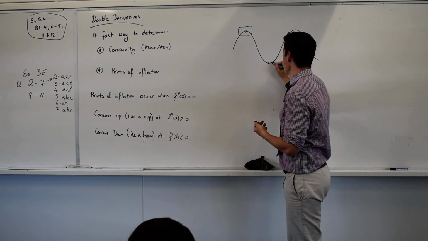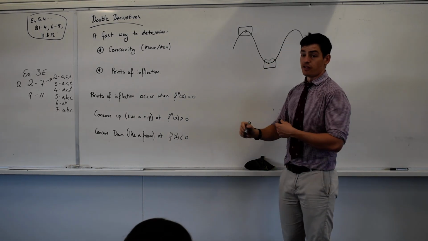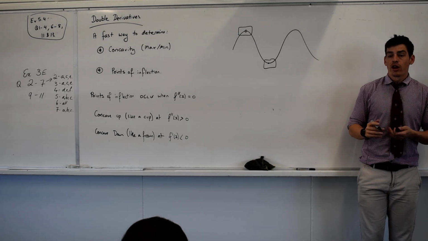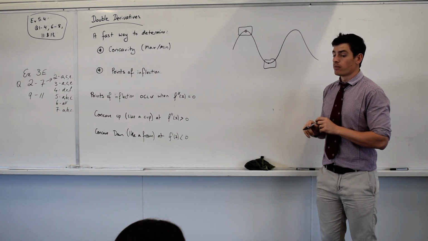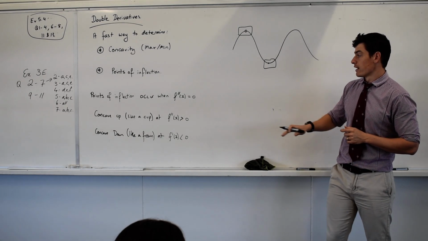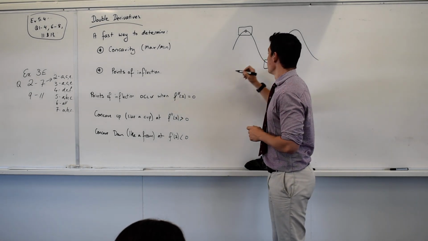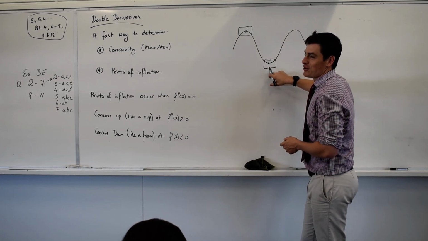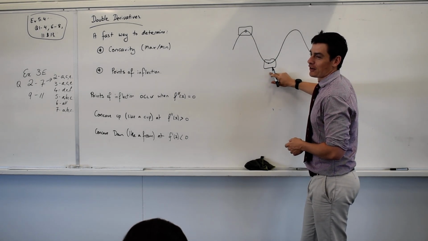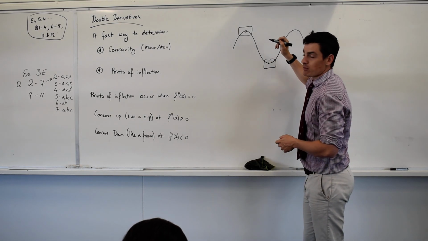At this point here, it's positive, correct? Where do we reckon our point of inflection is going to occur? The point of inflection is where your double derivative is equal to zero. It's negative here, and it's positive there. Where do we reckon it's going to occur? Halfway between, correct?